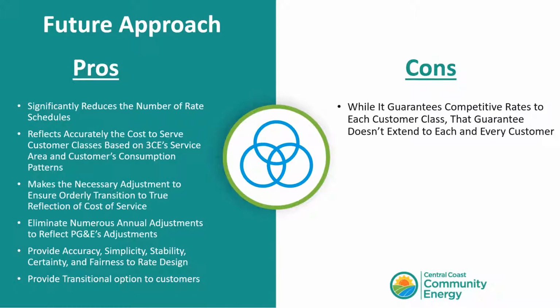And it eliminates the numerous annual adjustments. So instead of actually having to change rates every time PG&E changes rates, we're able to provide predictable rates for our customers. So in this model we've got accuracy, simplicity, stability, and certainty, and fairness, because we're using the same criteria to determine the rates for every customer class in the new rate structure.